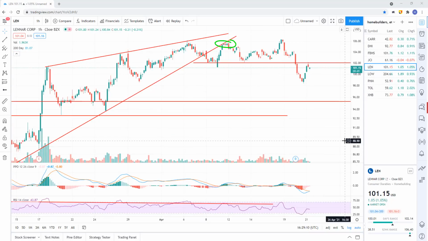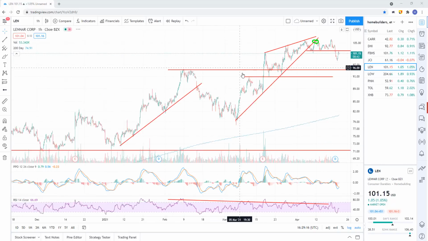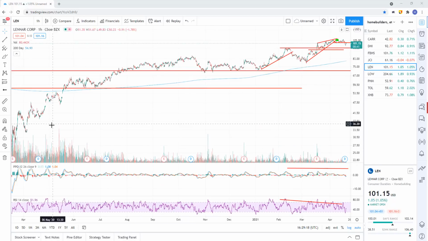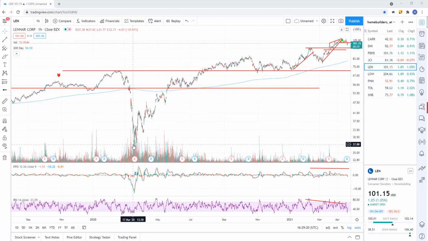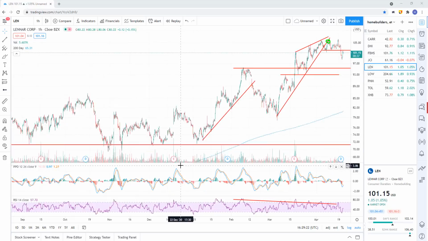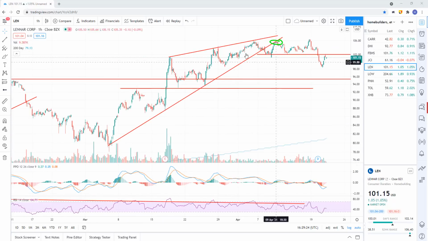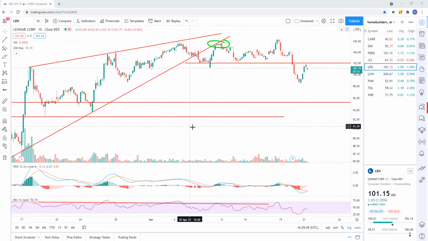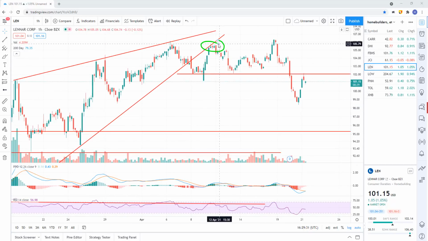Okay, let's take a look at Lennar home builders. The home builders have been pretty much on fire for a while, really since COVID and the 2020 drop. But recently we've put in a bearish rising wedge right up here. So you'll see there's your bearish rising wedge. And we basically broke to the downside of that bearish rising wedge.